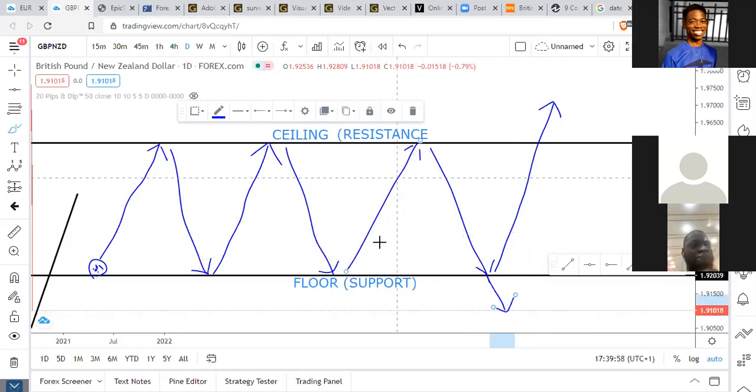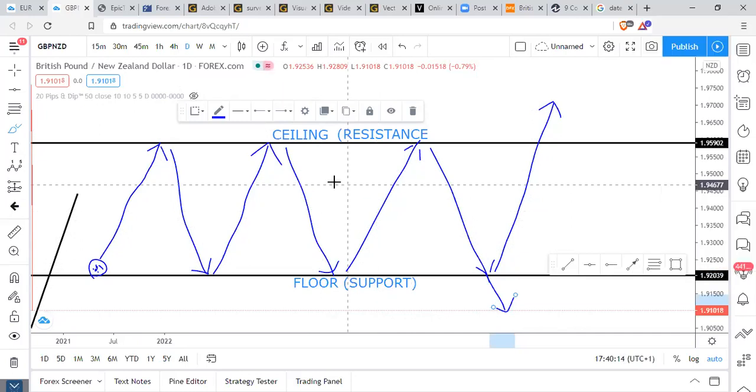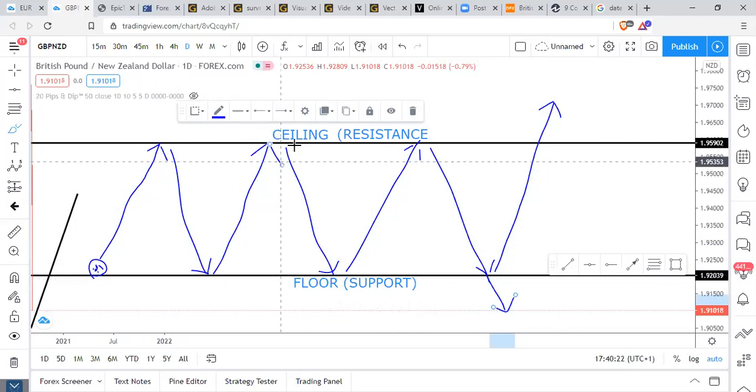This is your resistance. This is your floor. This is the most basic form of support and resistance annotation. All right. This is the most basic way that you can see it. The support acts as your floor to prevent price from going below. The resistance acts as your ceiling to prevent price from breaking above. All right.